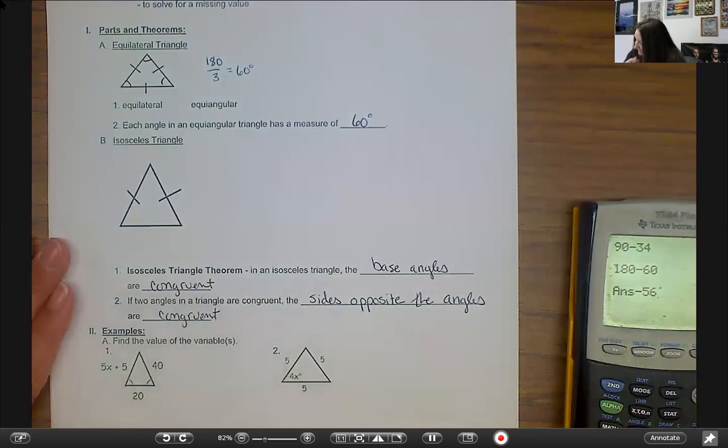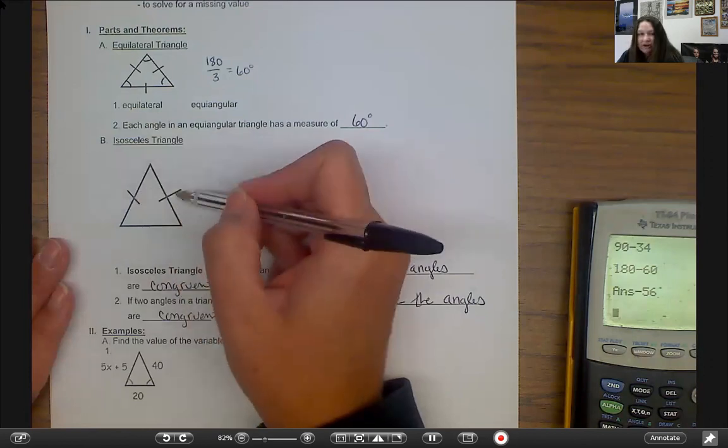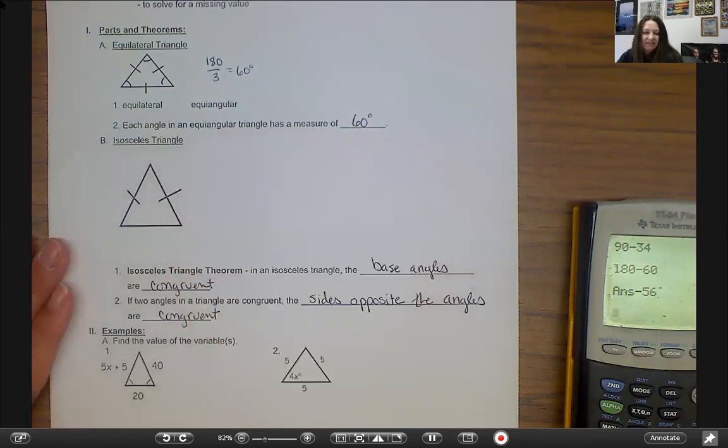Okay, isosceles triangle works a little bit different. Your isosceles triangle theorem tells you that the base angles of an isosceles triangle are going to be congruent. And what I want you to recognize is where we have to place those base angles. So we know that in this isosceles triangle, these are the two equal sides.